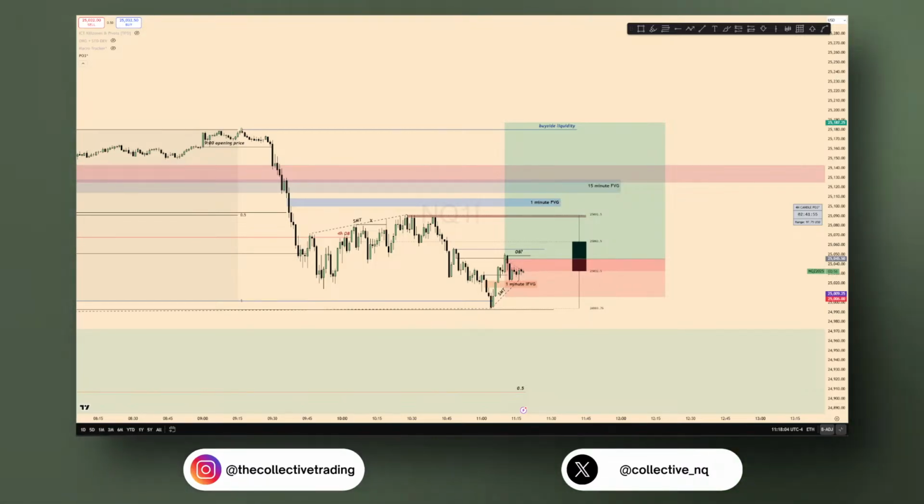Nasdaq hasn't really moved anywhere. Just kind of hesitating. It wicked up into that order block and then had a slight reaction off of it. Now it's between the inverse fair value gap and the order block, I guess you could say.